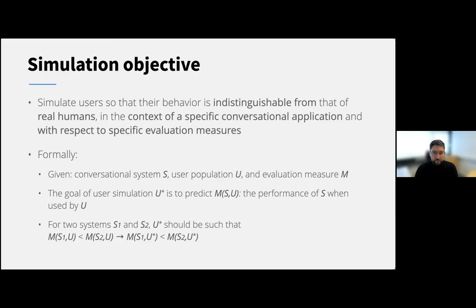So formally, if we have some system and user population and the measure, we want this user simulator U star to be such that the relative ordering of two systems, S1 and S2, with respect to this evaluation measure M, would be the same using real users and simulated users.